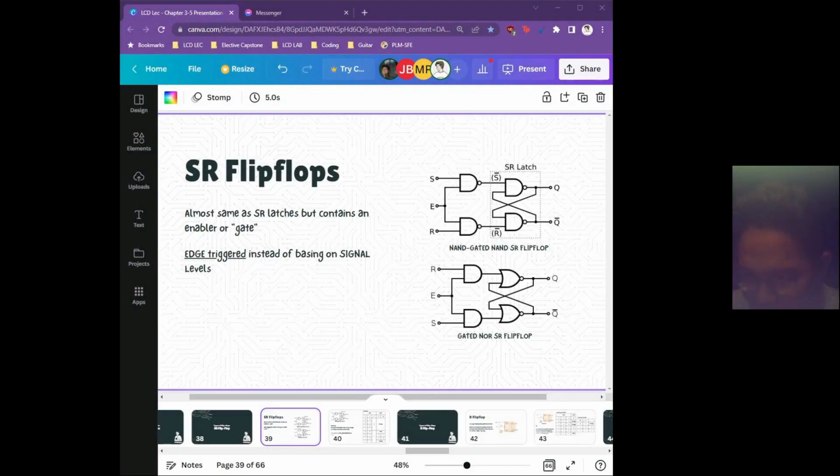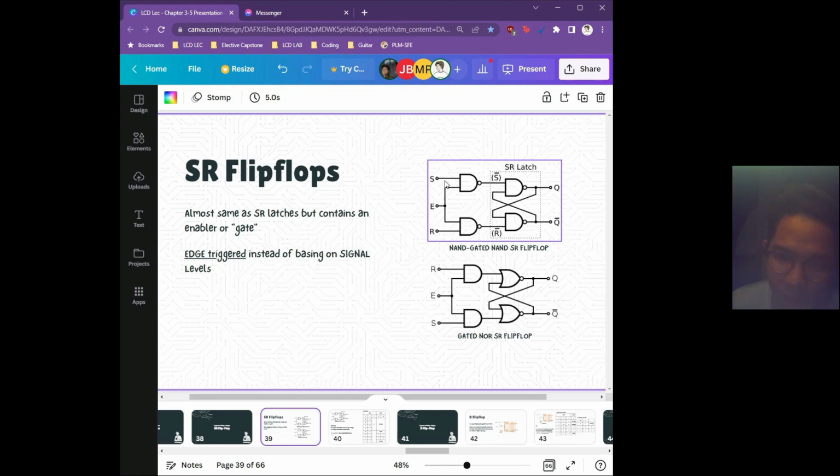SR flip-flops are basically just like latches, no? The main difference is that in a flip-flop, there is a gate or an enabler. Flip-flops are edge triggered, unlike latches, which are level triggered. The difference being, level triggering has outputs that can change as soon as the inputs change, and flip-flops have outputs that will only change when a control signal, like the enabler or the gate or the clock, goes from high to low or low to high. Here we can see two flip-flops, a gated NAND SR flip-flop and a gated NOR flip-flop.